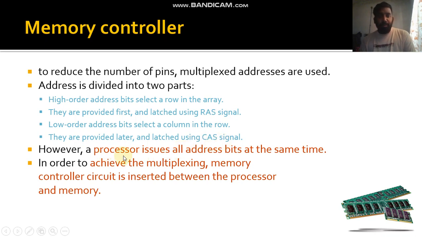However, the processor issues all the address bits at the same time, and it is the duty of the memory controller to multiplex the row address and the column address. And in order to achieve this multiplexing, the memory controller circuit is inserted between the processor and the memory.